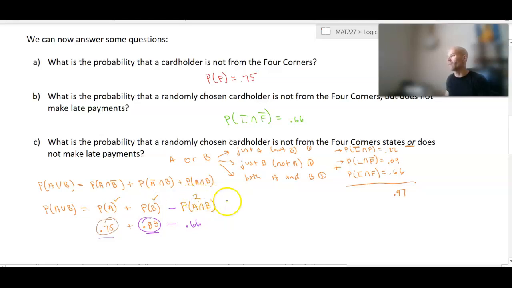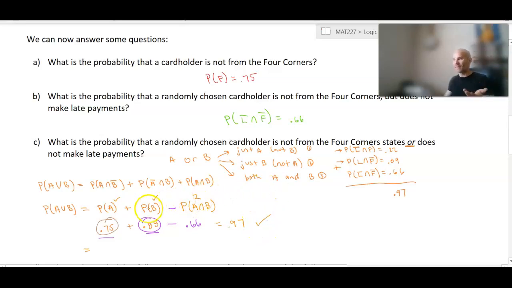This gets counted twice, so we need to subtract one of them away, and that's going to give us our 0.75 plus 0.88 minus the overlap, and I'm not going to be surprised when we get 0.97, and lo and behold, we get 0.97, which is exactly what we needed.